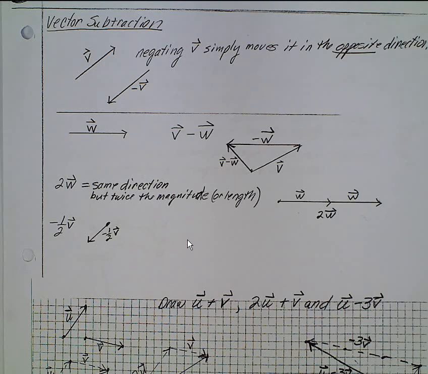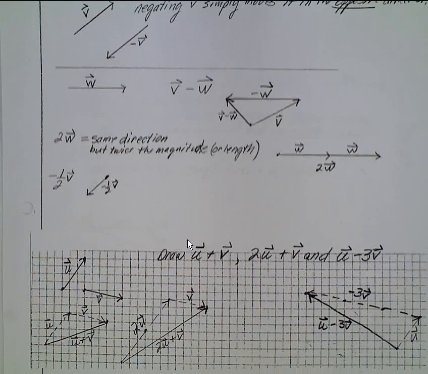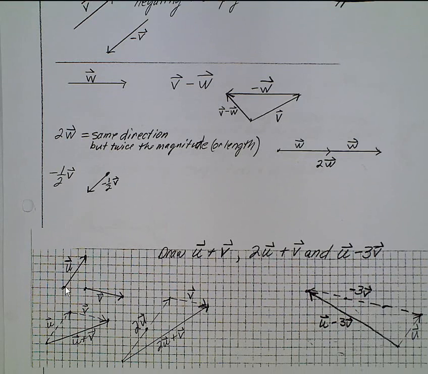Okay, so tonight they're going to ask you on some graph paper, they're going to give you vector U and vector V, and they're going to ask you to draw U plus V, 2U plus V, and U minus 3V. I want these done on graph paper. So start at any point you want. I don't care where you start, but draw U, and that means I'm going to be moving over 2 and up 4, it looks like.